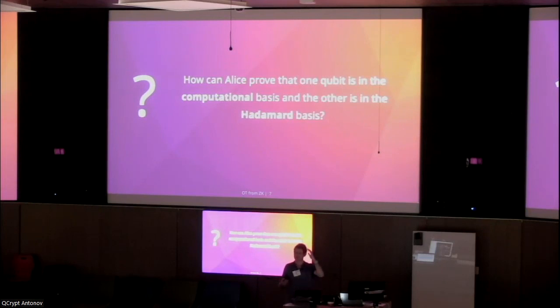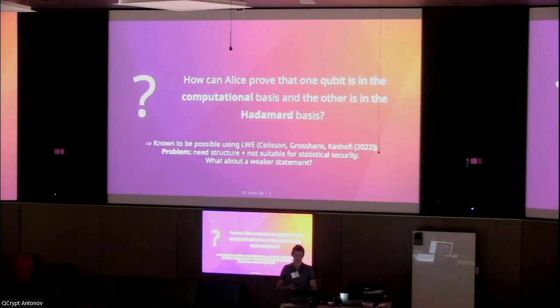So how can Alice prove that one qubit is in the computational basis while the other is in the Hadamard basis? In a previous work with Frédéric Grosshans and Elham Kashefi, we showed that it was possible to prove such statements, but the problem is that this work required some lattice-based cryptography, so it means that we're back to trapdoors and structures, and this protocol is also not suitable for statistical security.